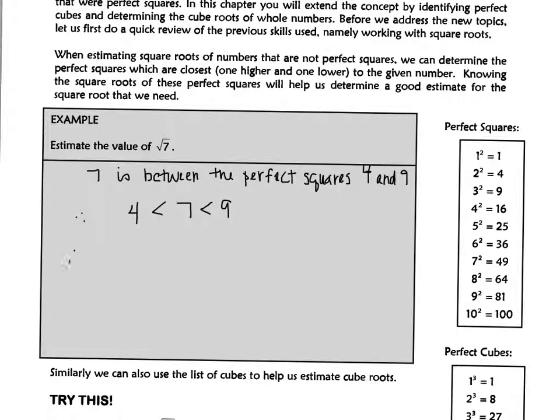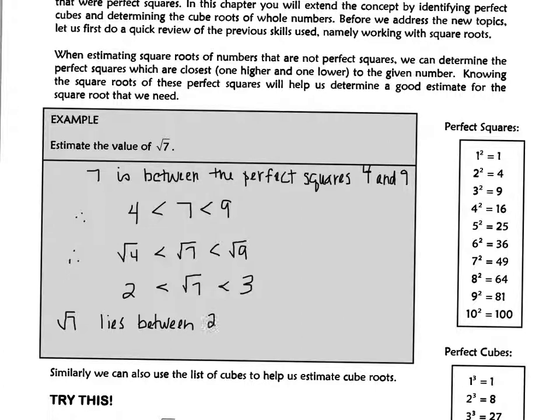So therefore, it makes sense that if we're looking for the square root of 7, it should be between the square root of 4 and the square root of 9. So therefore, we know that the square root of 4 is 2, and we know that the square root of 9 is 3. So we know that the square root of 7 is in between 2 and 3. So the square root of 7 lies between 2 and 3.